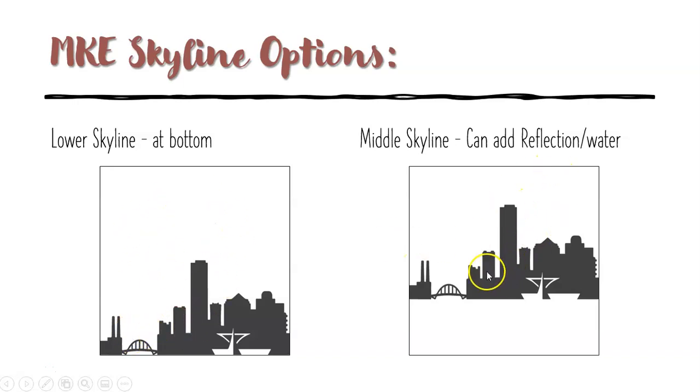Or you can have the middle skyline, so you have top and bottom to fill. So if you wanted to do a reflection of the skyline, you could, or add water, you could as well. But these are the skylines that I need to see in your drawing.